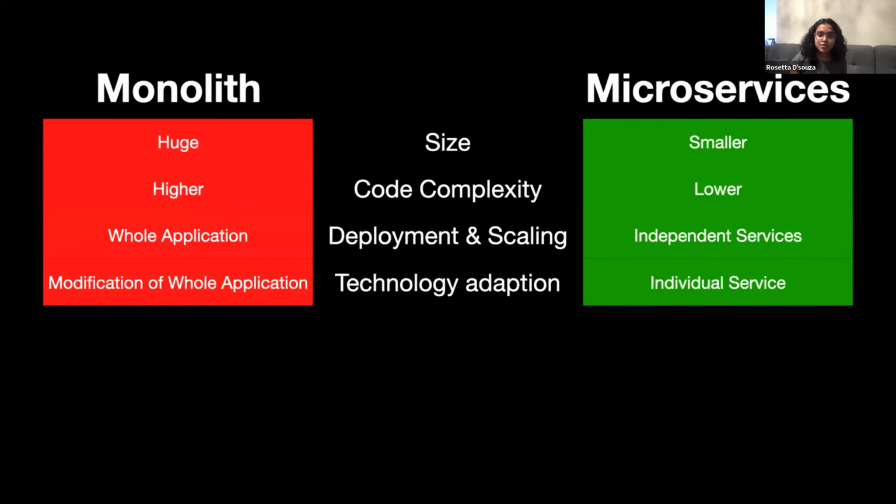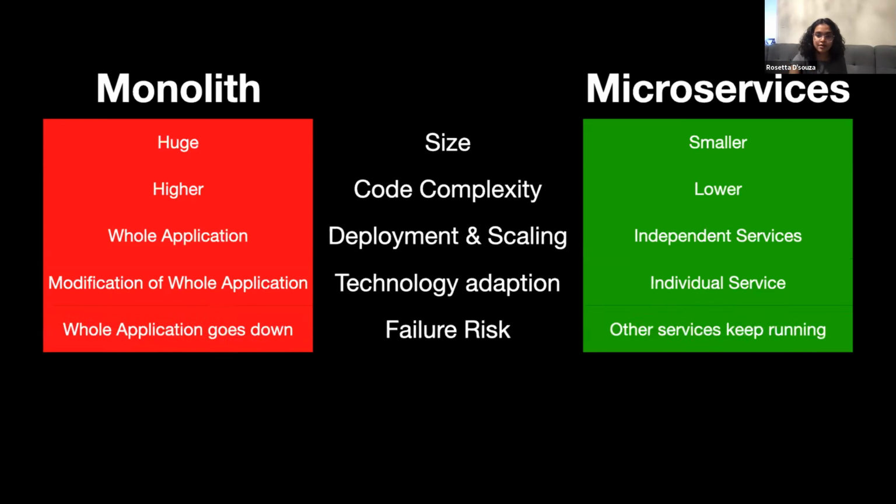Changing the technology for particular functionality in a monolithic application can be expensive, as any changes will affect the whole application. In microservice architecture, each microservice can use the technology best suited to its functionality. Similarly, a bug in a monolithic application will take down the whole application, whereas if there's a bug in a microservice, the other microservices can continue running.